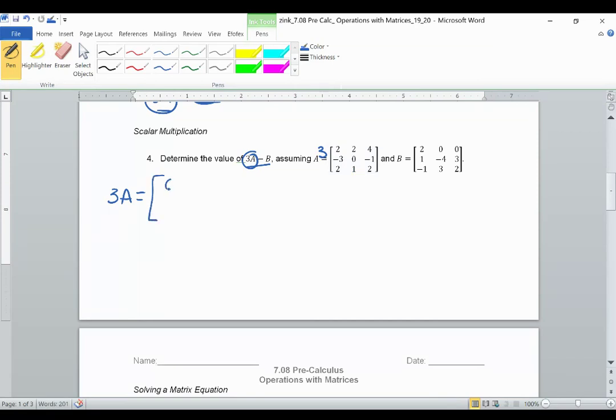So 3 times 2 is 6, 3 times 2 is 6, 3 times 4 is 12, 3 times negative 3 is negative 9, 3 times 0 is 0, 3 times negative 1 is negative 3, 3 times 2 is 6, 3 times 1 is 3, and 3 times 2 is 6. Now I want to take that and I want to subtract B from that. So I'm going to write that out. So B is right here: 2, 0, 0, 1, negative 4, 3.